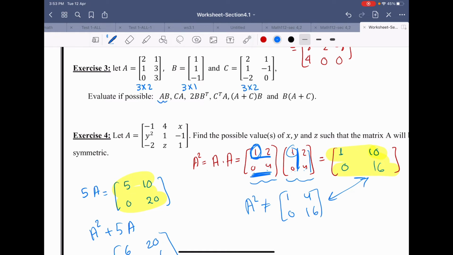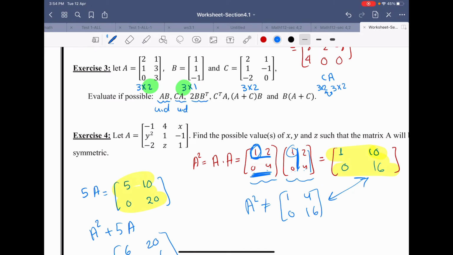So can we find AB? No, we can't find AB because the number of columns in A does not match the number of rows in B. So this is undefined. What about CA? C is 3 times 2 and A is 3 times 2. So the same thing, they do not match, so we can't.